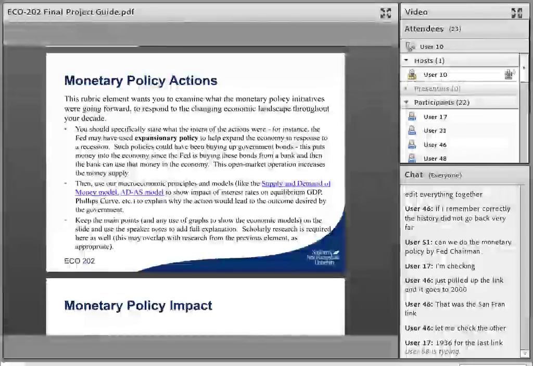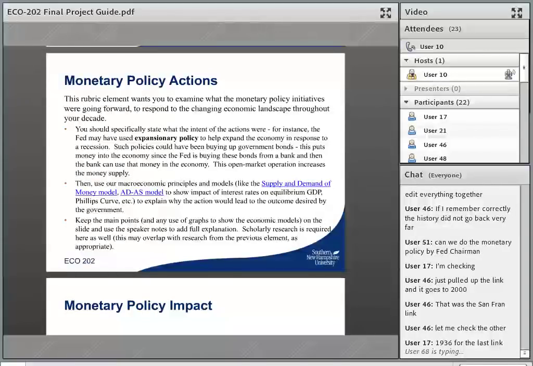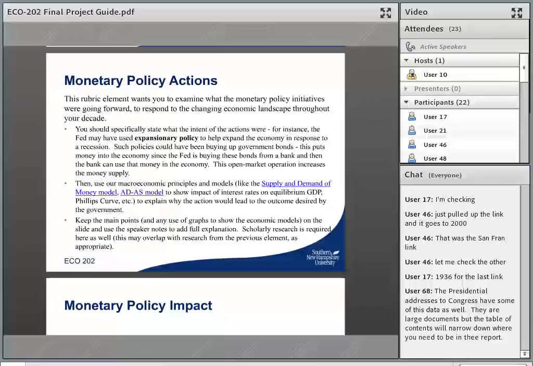But then you can also use it for the next element, which is going to be looking at the actions taken throughout your time period. So that same link will apply. You can just keep forwarding through the years and checking out what the Fed was up to. Again, it's going to feel very similar to what you did in your fiscal policy slides. So monetary policy actions, the actions that the Federal Reserve was taking throughout the time period to respond to the economy. The Fed meets on a very regular basis, and everyone waits on the edge of their seat to see what they're going to say.